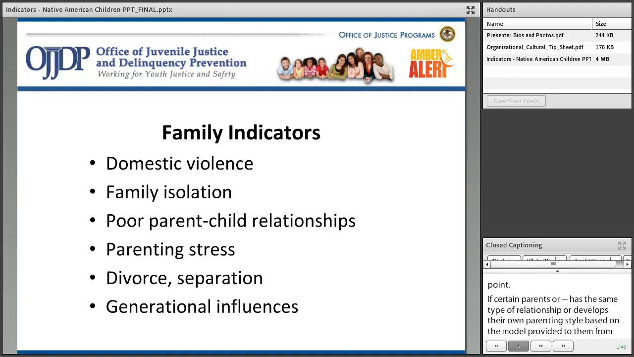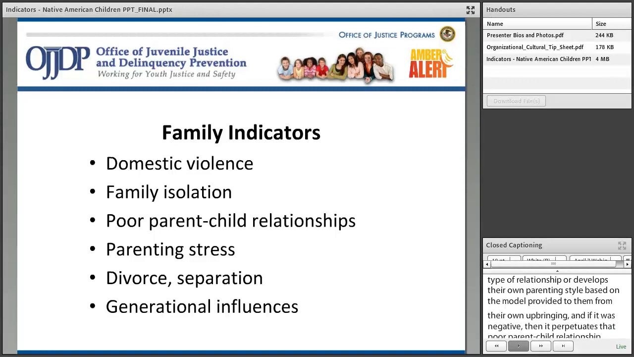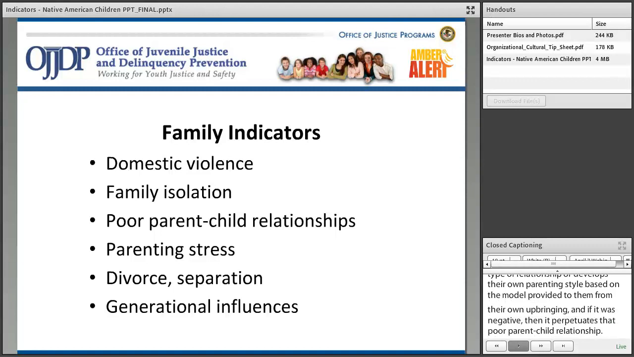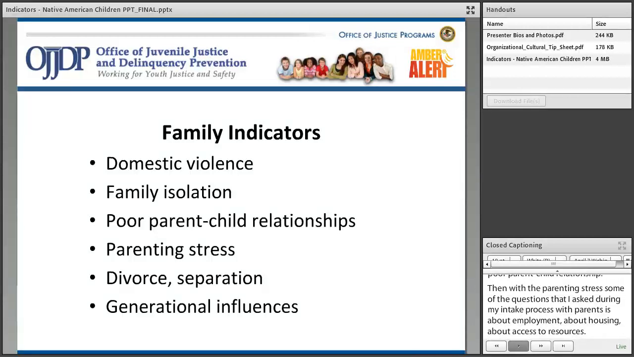And then with the parenting stress, some of the questions that I ask during my intake process with parents are about employment, about housing, about debt, about access to resources. So parenting stress and the family indicator are definitely areas worth exploring.